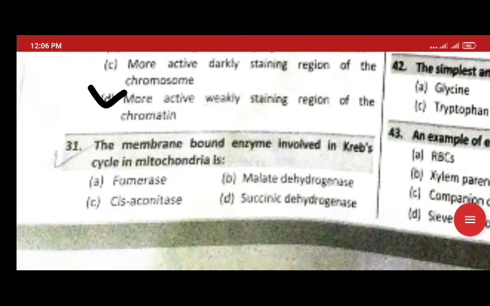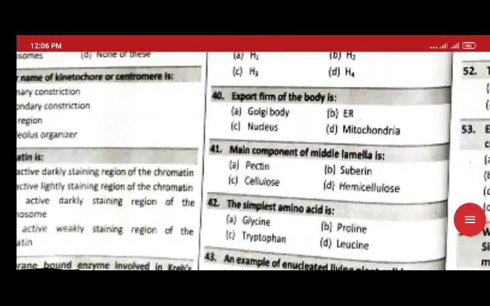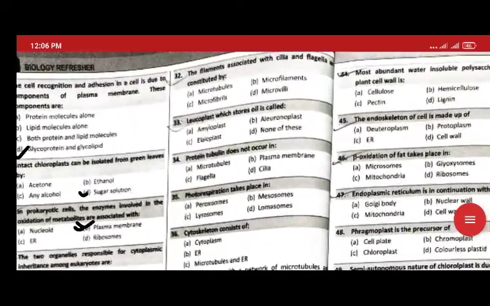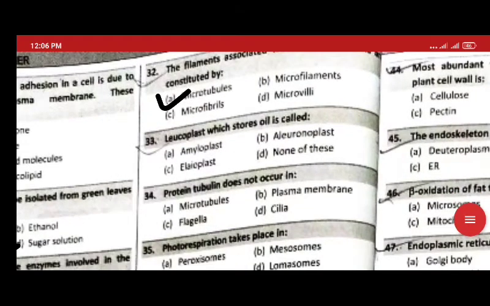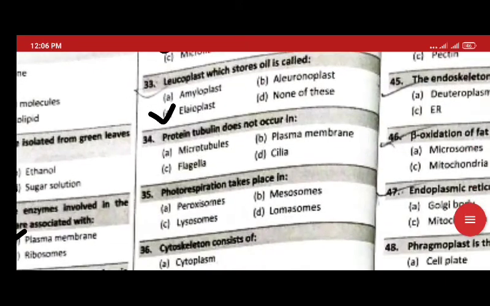Now 31 number, the membrane bound enzymes involved in Krebs cycle. So membrane bound enzyme is succinic dehydrogenase, because this is the exception that it is found inside the mitochondrial membrane, and all the others are found in the matrix of the mitochondria. Now 32 number, the filament associated with cilia and flagella, so microtubules, simple. Now leucoplasts, which store oil, so oil is stored mainly in what? Elaioplast, that is called oil in plant.